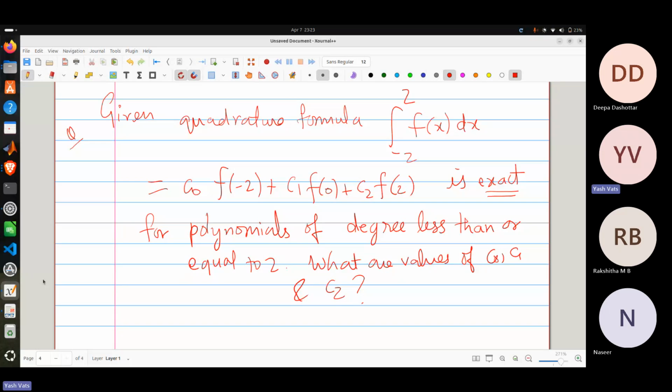So you already found out these values. The only problem I have is with the last problem, because in the last problem I've been given the function. The present concept is that the function is not known, due to which we are assuming f of x as x power 0, x power 1, x power 2. But for the last problem, the function is given. So how to go about that is a question mark.